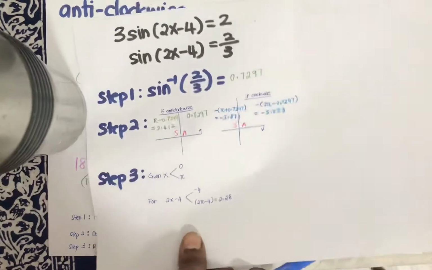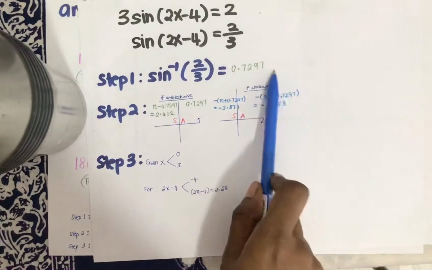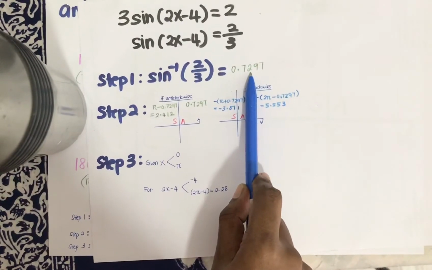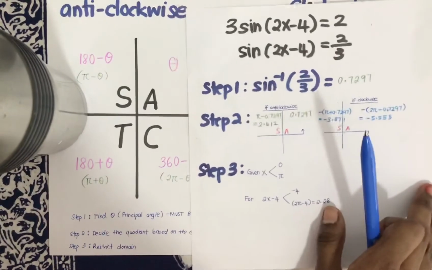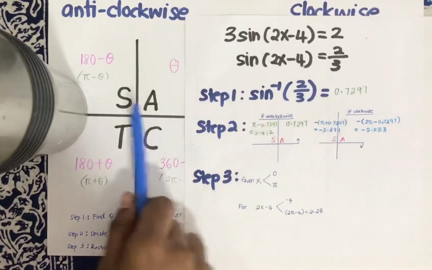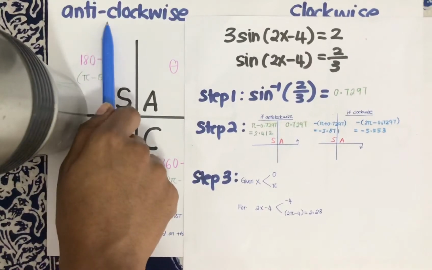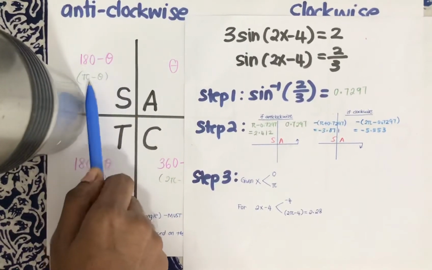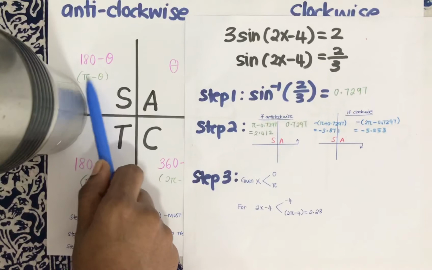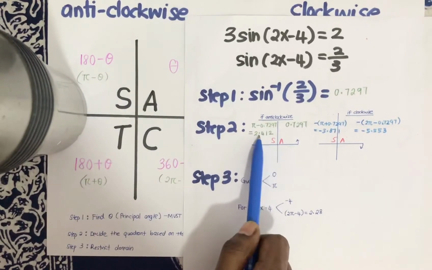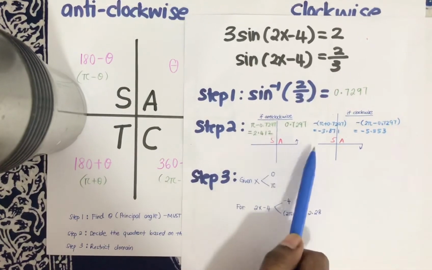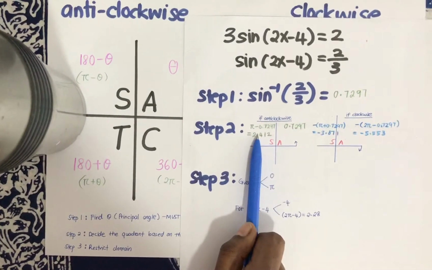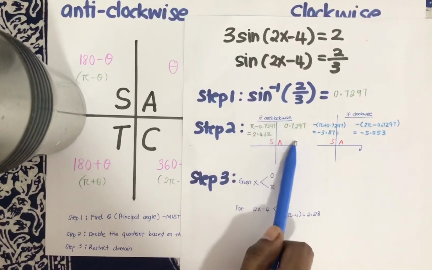So let's continue. What happens? I got my principal angle. It's 0.7297. So how do I find the answer in the second quadrant if I were to go anti-clockwise? You will do pi minus the theta. So that gives us 2.412. Okay, fine. You keep this first. If you are going anti-clockwise, this is what you get.